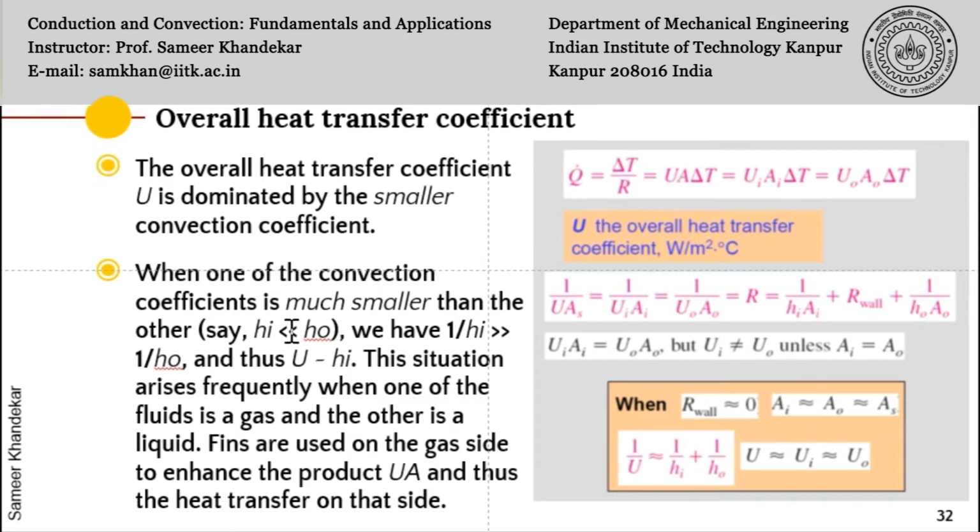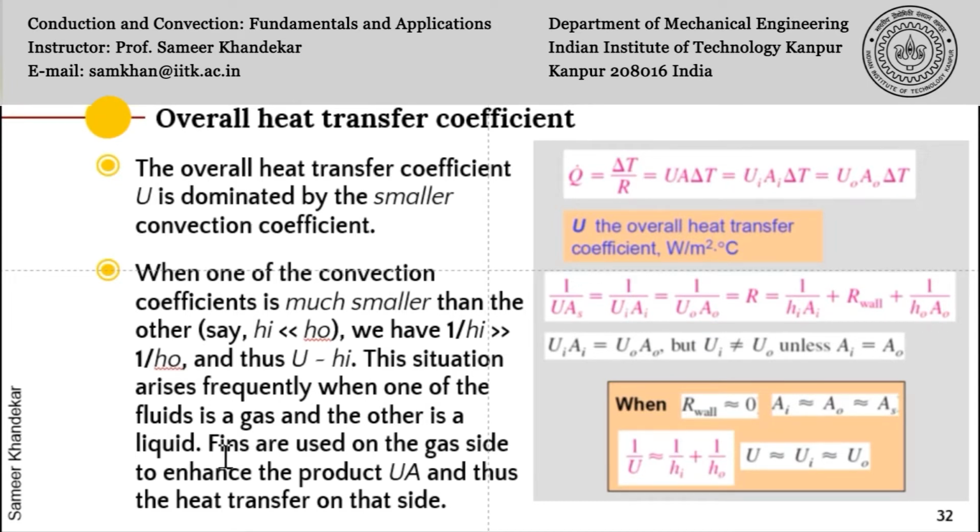So when one of the convection coefficients is much smaller than the other, for example hi is smaller, it can also be the reverse, ho can be smaller, we have 1/hi far greater than 1/ho, and thus U is approximately equal to hi. That situation arises frequently when one of the fluids is a gas and the other is a liquid. Therefore, you will always see that the fins are used on the gas side to enhance the product UA, and thus the heat transfer on that side.